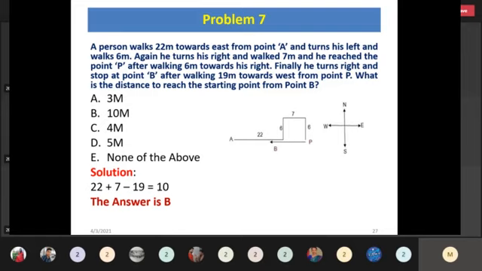A person walks 22 meters towards east from point A and turns his left and walks 6 meters. Again he turns his right and walked 7 meters, and he reached the point P after walking 6 meters towards his right. Finally he turns right and stops at a point B after walking 19 meters towards the west from point P. What is the distance to reach the starting point from point B?